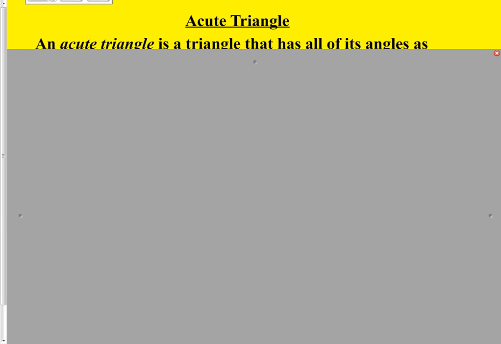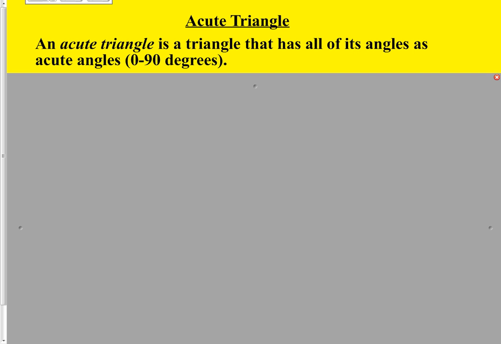But what you need to know is that all triangles will have two acute angles in them. All triangles have two acute angles in them. The triangles are named according to the measurement of that third angle. So in all of these cases, if you remove two acute angles, the question is, what is the measurement of the third remaining angle? Well, an acute triangle is going to be a triangle that has all of its angles as acute angles.